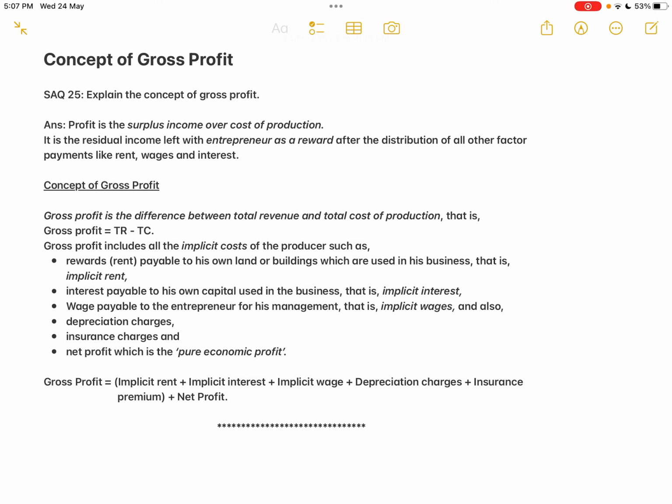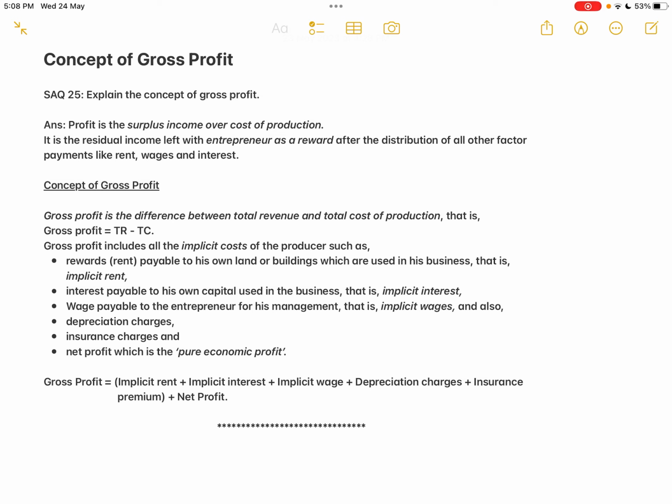So that is SAQ number 25. Explain the concept of gross profit. Profit is the surplus income over cost of production. It is the residual income left with the entrepreneur as a reward after the distribution of all other factor payments like rent, wages and interest. Out of the total sales revenue, whatever is left over after paying all the other factor payments, that residual income is the profit for the producer.